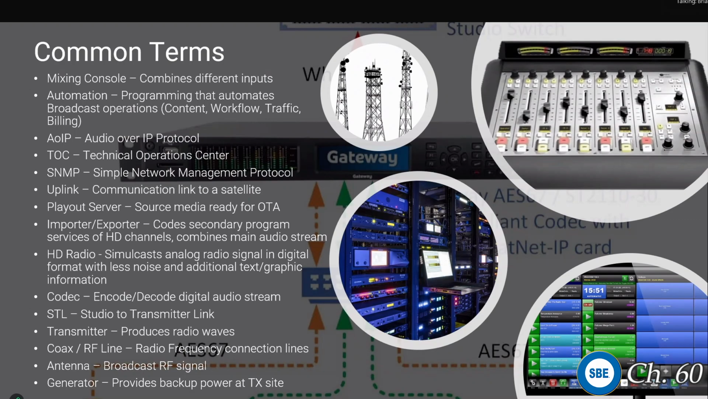Obviously, there's the transmitter, which produces radio waves or RF, whether it's for FM or AM or TV. At the transmitter site, we refer to coax or RF line, and that connects the transmitter to the next thing, the antenna. And then most facilities have a generator, because you do want to be able to maintain broadcast operations during the times when commercial power may not be available.